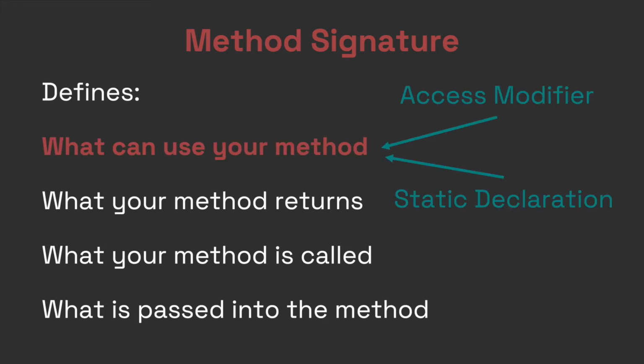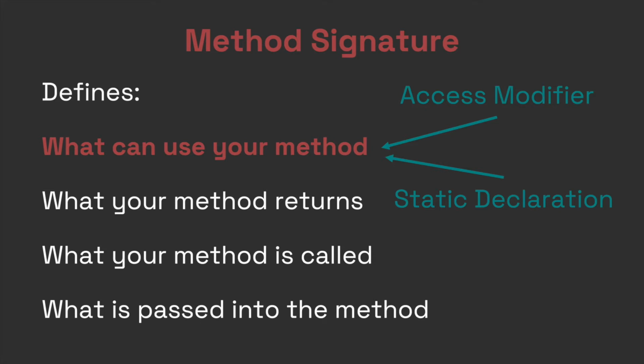First, it defines what can use your method. These are known as access modifiers and static declaration. The most common access modifiers are public versus private. Public allows other classes to directly use the method through the use of an object. Private methods, however, only let the class that the method is in directly use it.